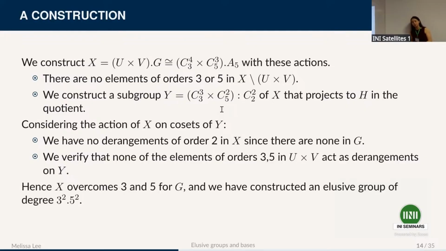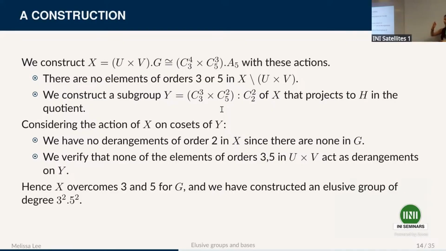So we have managed to overcome 3 and 5 for G, and hence we've constructed an elusive group of degree 3 squared times 5 squared. Now, if you're paying attention earlier, you'll remember that I told you that every known elusive group has 4 and a Mersenne prime dividing the order. So we're quite pleased here because we, for the first time, to our knowledge, have an elusive group that's of degree an odd number. Okay.